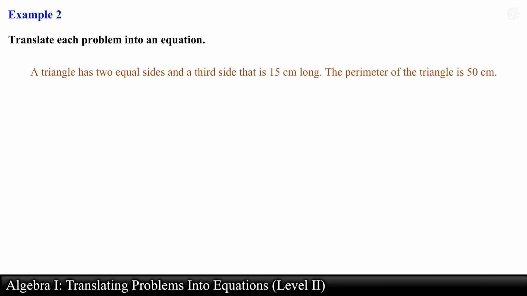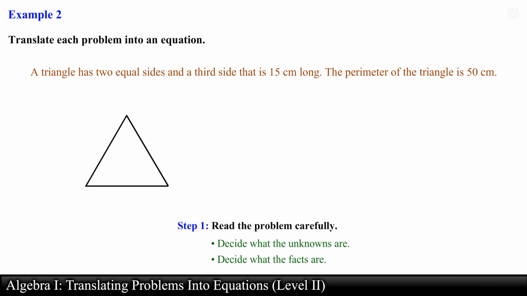Alright, let's try the next example. A triangle has two equal sides, and a third side that is 15 centimeters long. The perimeter of the triangle is 50 centimeters. In this example, we're dealing with a triangle, so let's go ahead and draw a triangle. Let's first identify the unknowns in this problem. Notice that we are given the measurement of one side of the triangle, but have no idea what the measurement of the other two sides are. For this problem, the unknowns are the measurements of these two sides of the triangle.